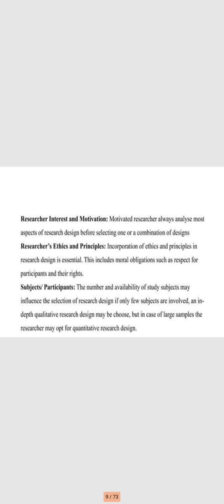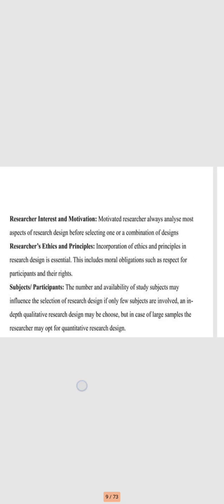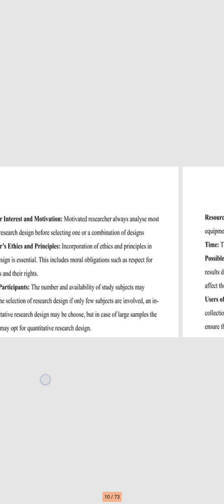Next is subjects and participants. The number and availability of study subjects may influence the selection of research design. If only a few subjects are involved, an in-depth qualitative research design may be chosen, but in the case of large samples, the researchers may opt for the quantitative research design.